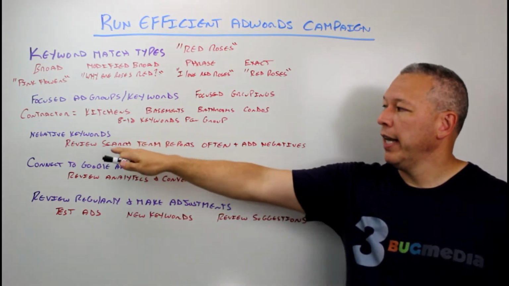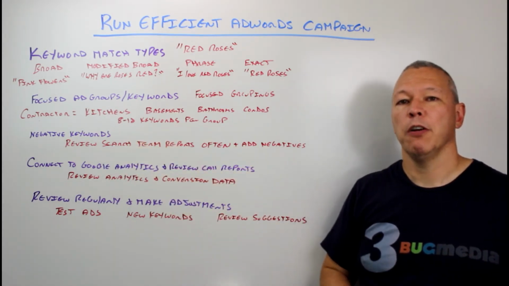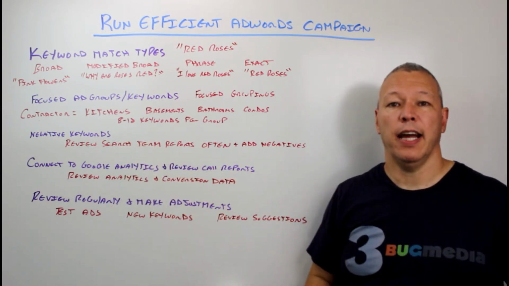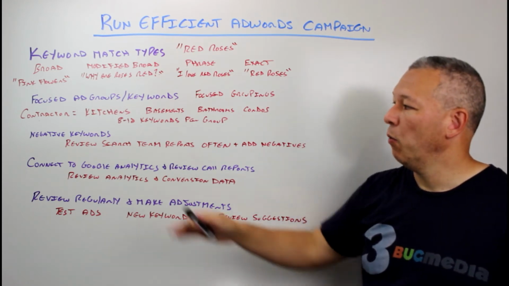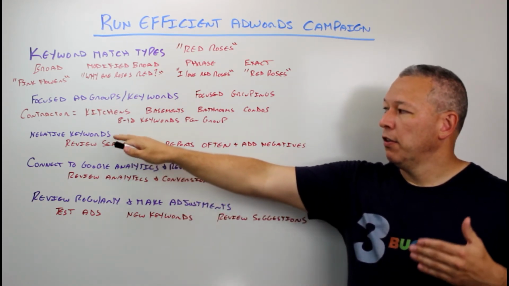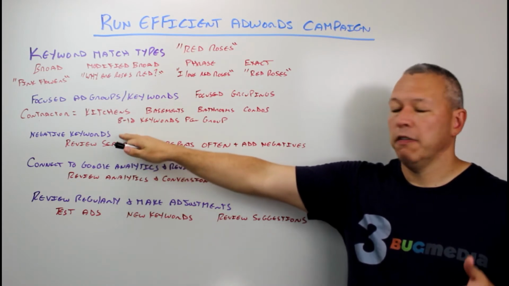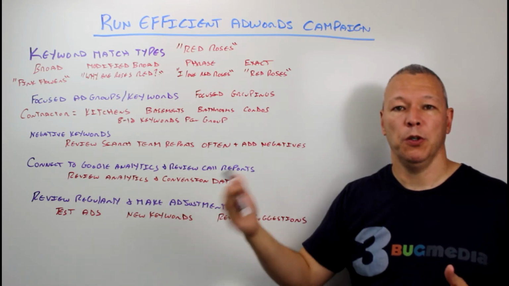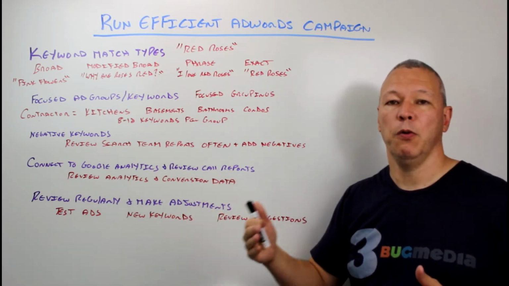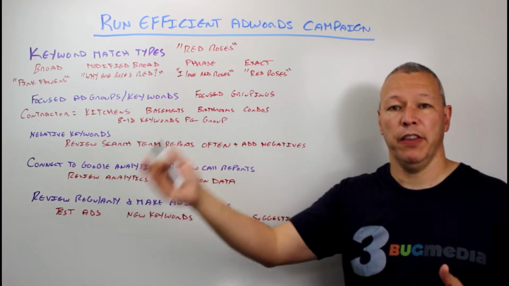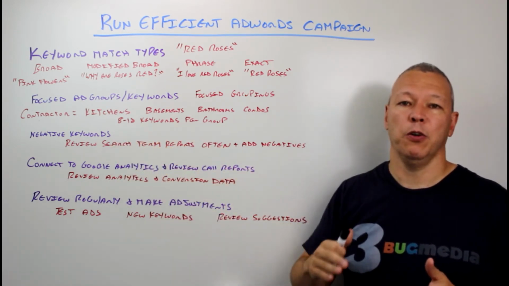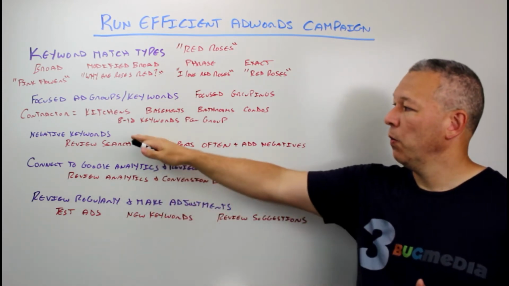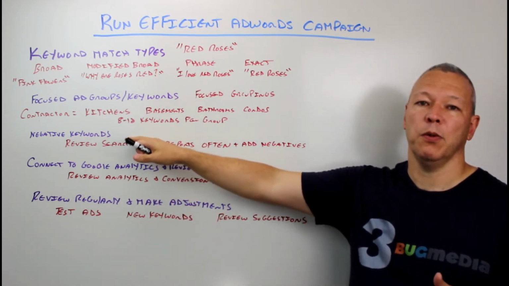Okay. Moving on, negative keywords is super important. If you're running your own campaigns, negative keywords should be one of the tactics and activities that you do most often. Negative keywords work essentially like the opposite of adding a keyword to your campaign. When you add a keyword, you're saying, show my ad for this. With negative keywords, you're saying, Google, do not show my ad if this keyword is in the search term.